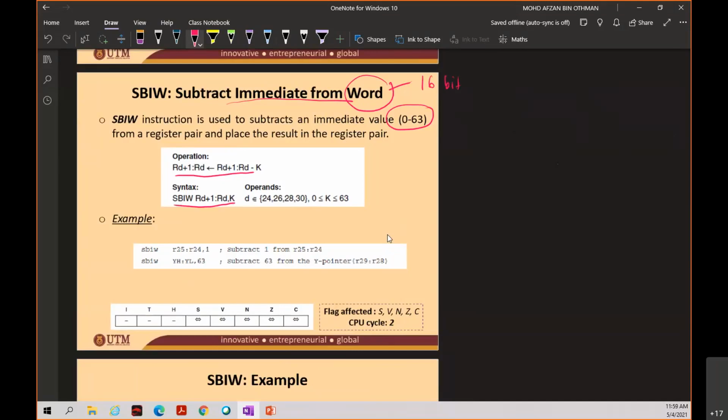Again, this one is similar to the ADIW, where your RD must be R24, R26, R28, and R30 only, while K should be from 0 to 63 only. So this is the example for SBIW, and the flags affected after you execute this instruction are S, V, N, Z, and C, and this instruction takes 2 clock cycles to execute.